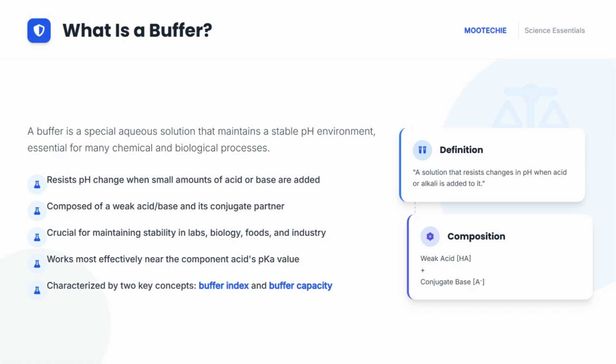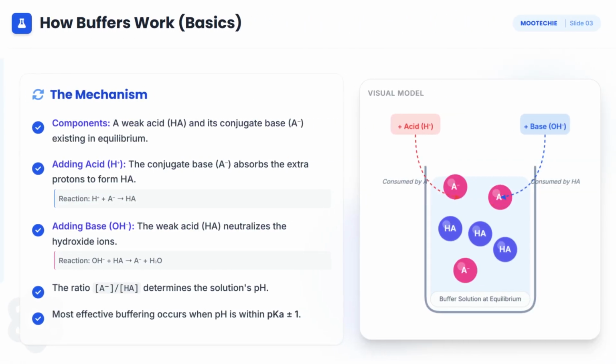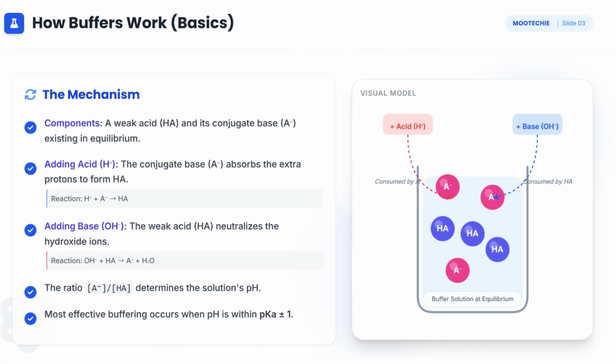A buffer is defined as a solution that resists changes in pH when acid or alkali is added to it. Its composition is a weak acid, abbreviated as HA, plus its conjugate base, abbreviated as A-. Moving forward, let's understand how buffers actually work. The mechanism relies on a weak acid, HA, and its conjugate base, A-, existing in a delicate equilibrium.